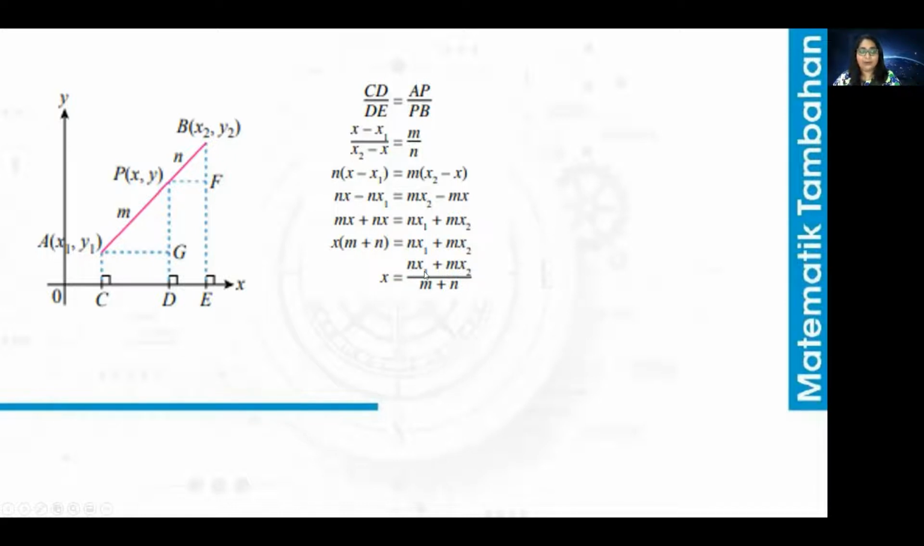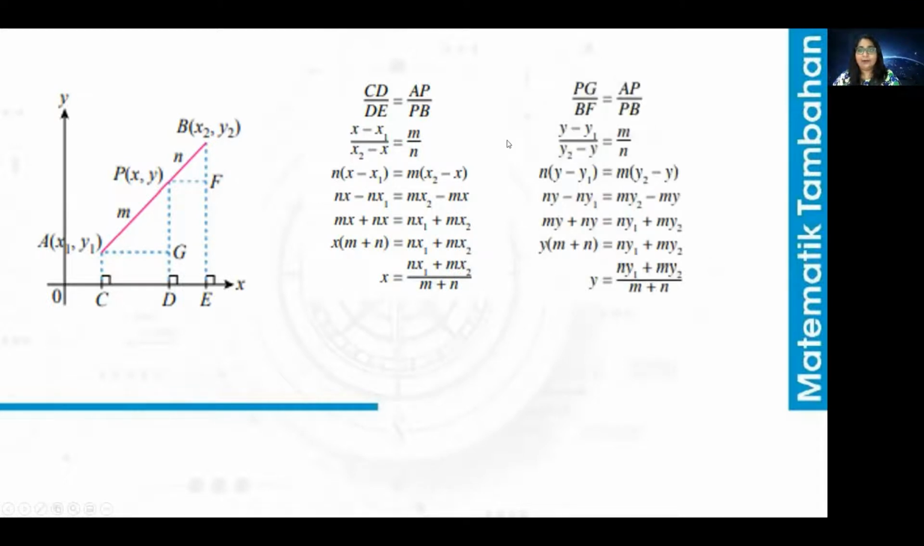x1 is the x coordinate of point A, and x2 is the x coordinate of point B. Next, let's look at the y coordinate of point P. For the y coordinate, we will be looking at the lines PG and BF. We know that both lines PG and BF are parallel. Therefore, the distance between PG and BF is the same as the distance between AP over PB.